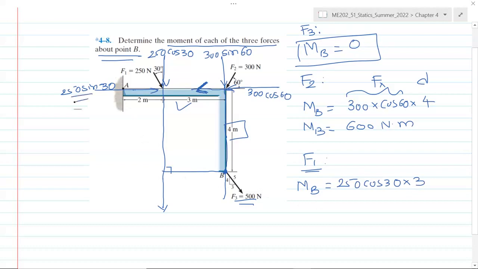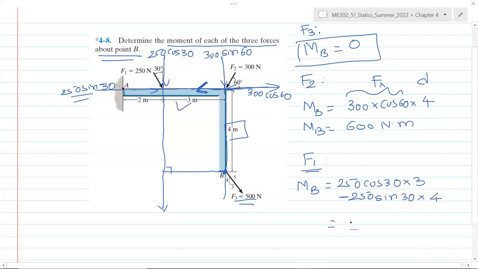And the other component of the force, horizontal, is 250 sine 30, and this is the line of action of that force, and the perpendicular distance is 4 meters, and the moment of this force about B is clockwise this way. So that's negative. So minus 250 sine 30 multiplied by the distance, which is 4 meters.